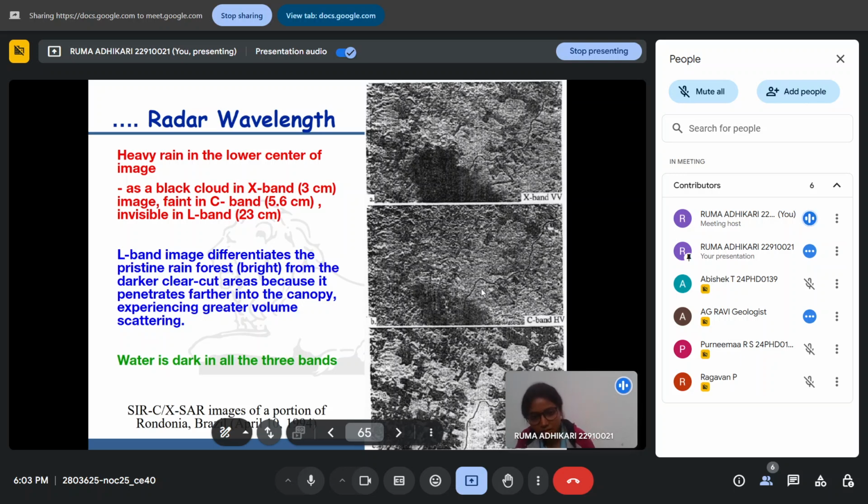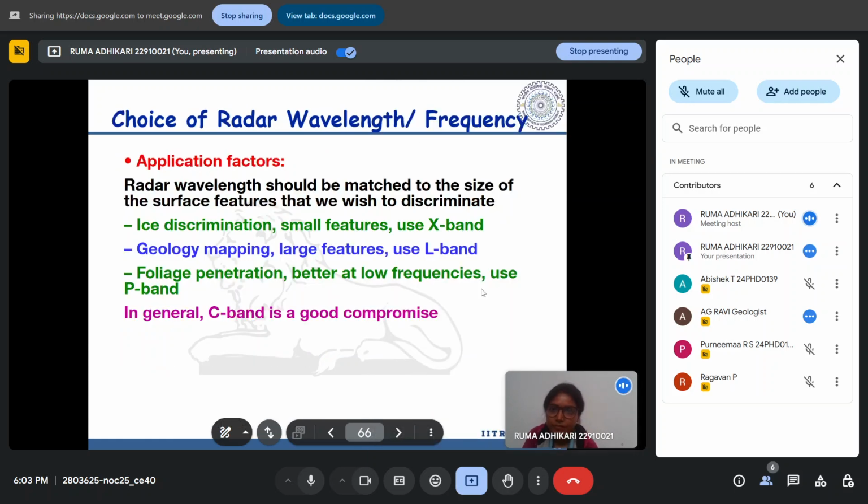That's why in SAR image the water body looks darker, and in optical also it looks darker. Why? Both are different. In optical it gets absorbed by the water body. In SAR it is because of the specular reflection.